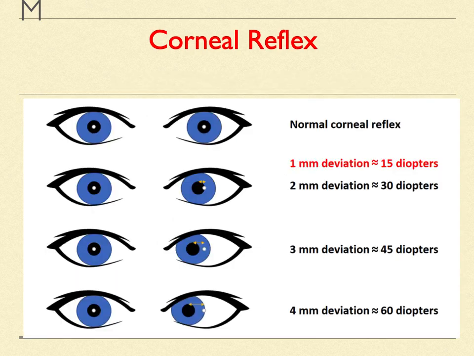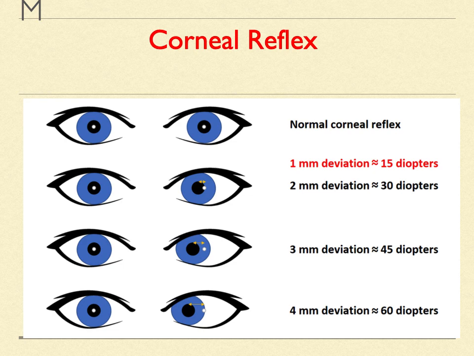And here is a diagram showing that exactly. The first picture is normal light reflex. The light reflex is in the center of the pupil. 1 millimeter deviation equals 15 diopters, 2 millimeters equal 30 diopters. So the second picture is 1 or 2 millimeter deviation.